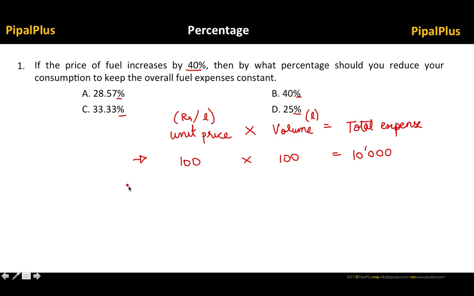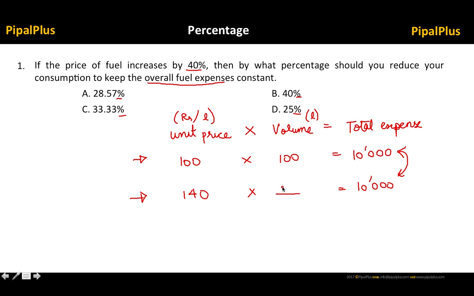Now there is a new situation where the price of the fuel has gone up by 40%. So if 100 increased by 40%, it becomes 140. The new price per unit of fuel is 140, and I must keep my overall fuel expenses constant, which means the total must remain the same as the previous time. If the price has gone up from 100 to 140, then what should the volume be?